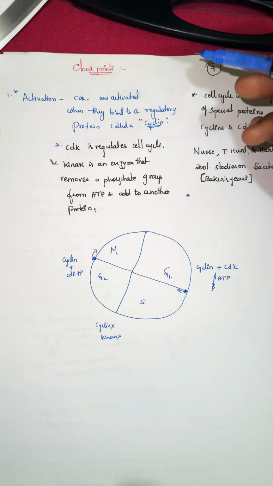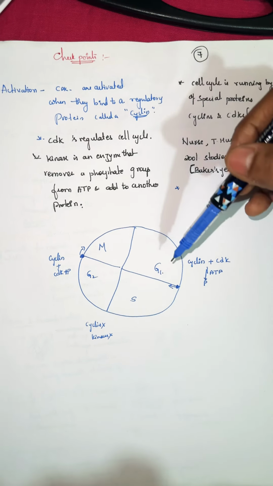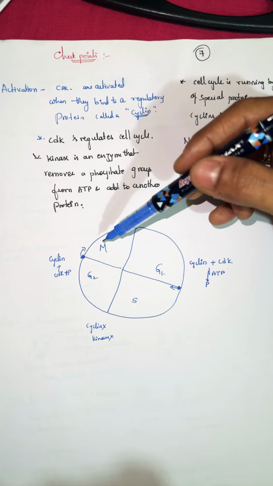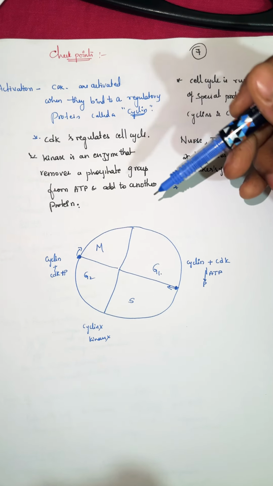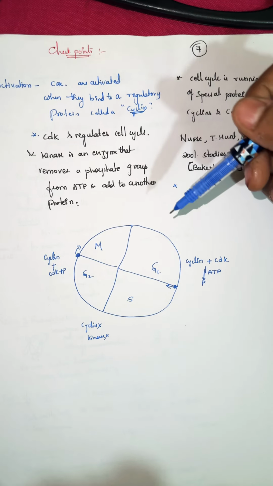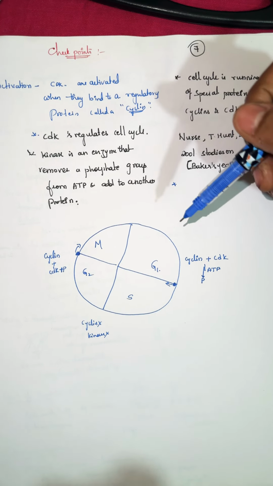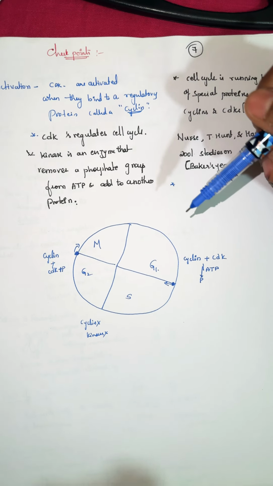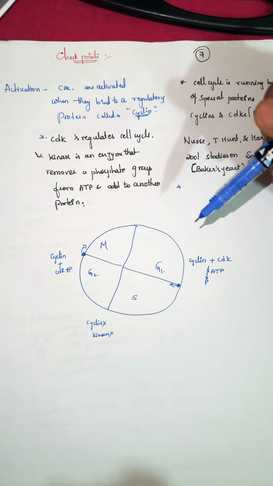Let me explain about the checkpoints. Checkpoints are generally seen between the G1 and S phase, and then in the G2 to M phase transition. So what are these checkpoints actually? Their duty is to check whether the cells are properly aligned, whether the chromosomes are present, or whether there are any mutations, any damage, irreparable things present or absent. Such things will be observed in the checkpoints.